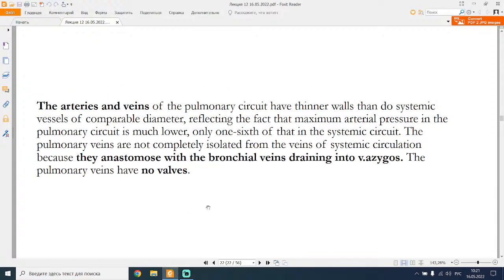Arteries and veins of the pulmonary circuit have thinner walls than do systemic vessels of comparable diameter, reflecting the fact that the maximum arterial pressure in the pulmonary circuit is much lower, only one sixth of that in the systemic circuit. The pulmonary veins are not completely isolated from the veins of systemic circulation because they anastomose with the bronchial veins draining into the azygos vein. The pulmonary veins have no valves.